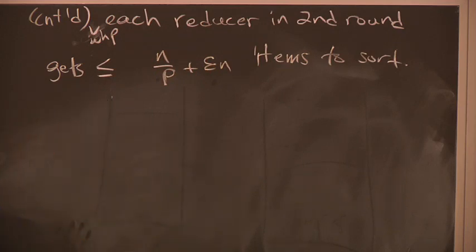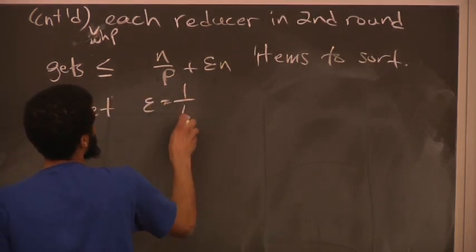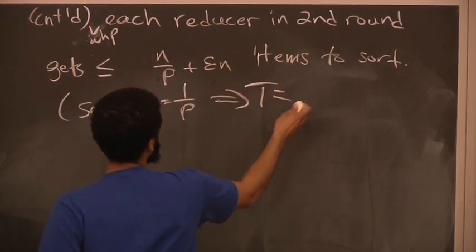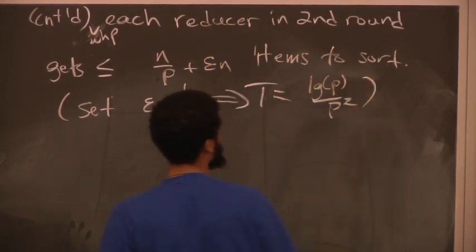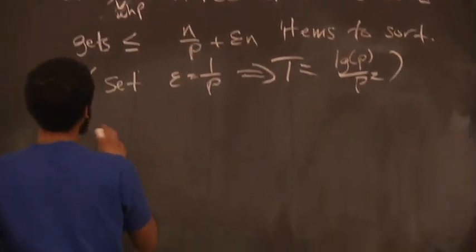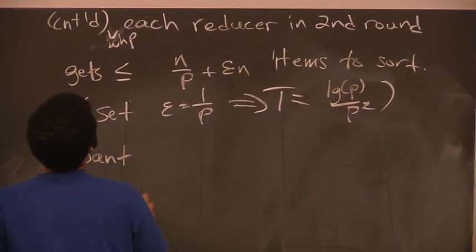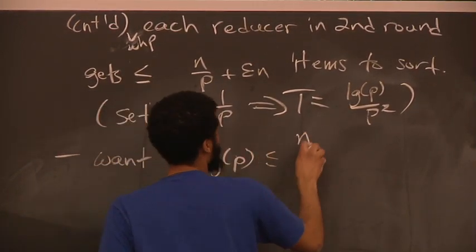And again, I want to balance this. So set epsilon to be something like 1 over p, which implies that capital T was going to be something like log of p over p squared. So going back to the first item there, we want p squared log p to be at most something like n over p.